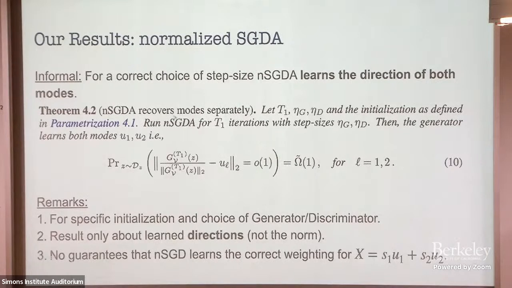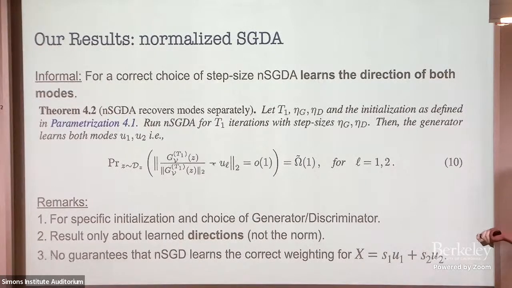On the other side, if you pick the correct choice for normalized SGDA, you will learn the direction of both modes. With enough iterations and the right step size tuning, what we were able to prove is that the generator learns the direction of both modes, meaning there is a non-vanishing mass of the generated distribution that is close to U1 and U2.